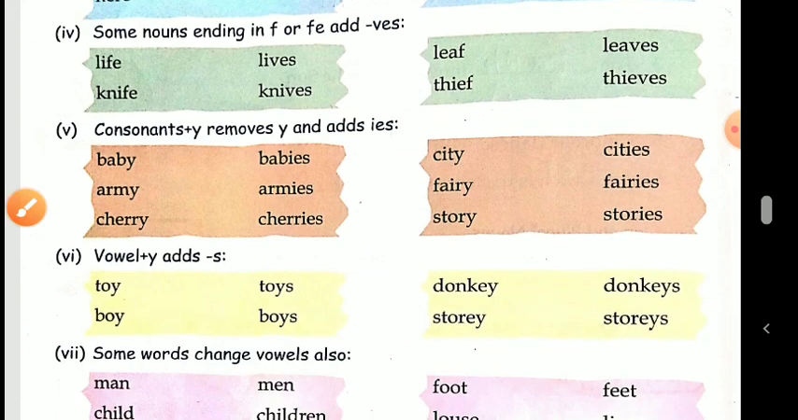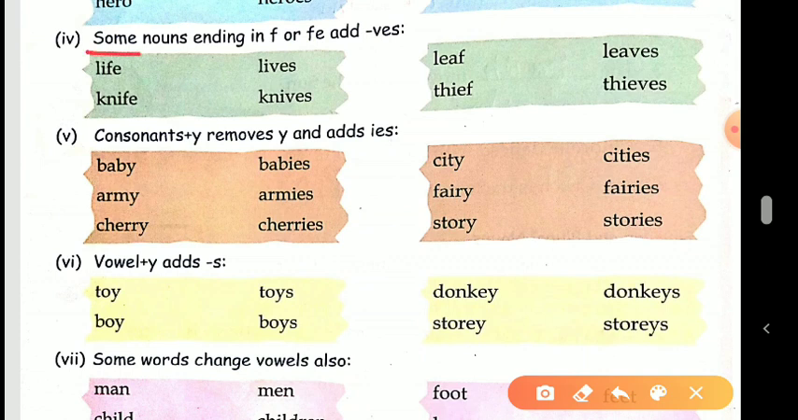Now let's move on to the fourth rule. Some nouns ending in f or fe add ves. Now students, this rule says all those words where f or fe is there at the end, you need to remove that f or fe and add ves. Just look at this. fe, we have removed the fe and added ves. fe again, remove that fe and add ves. f at the end, remove that f and add ves. Thief, f is at its end, remove that f and add ves.